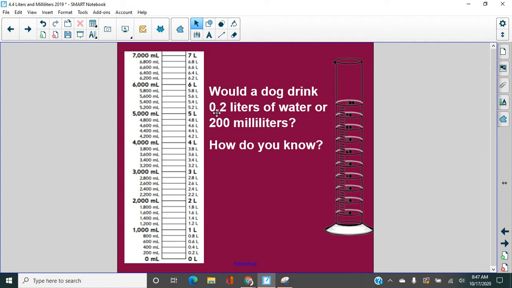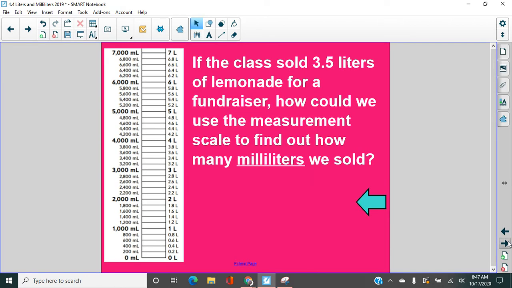Okay, let's find 2/10. So 2/10 is going to be less than one, so it's right down here. And we look across. If you said that those were equal amounts, you were right. So you can pick either one of those. Those are both correct because they are equal.